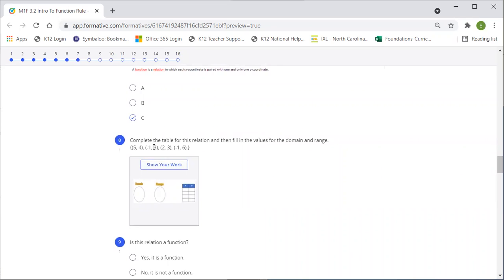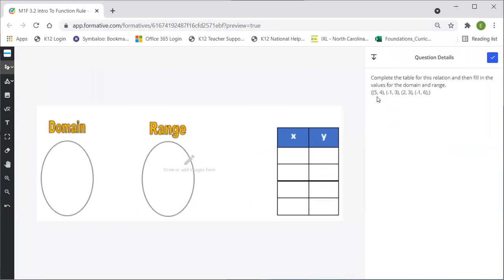Number 8, it says complete the table for the relation and fill in the values for your domain and range. Okay, so we have a list of points here. So I think the easiest thing to do first is to go ahead and type your x values into your domain. Remember, your domain is your x values. So 5, -1, 2, and 1.